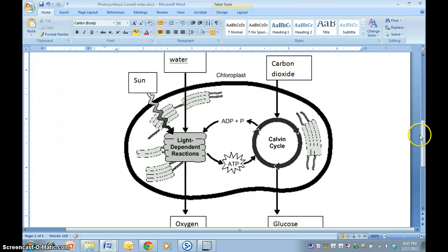And that's photosynthesis. And that's the end for today. We will talk about this more in class next time.